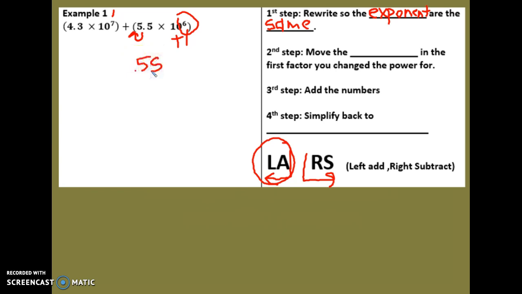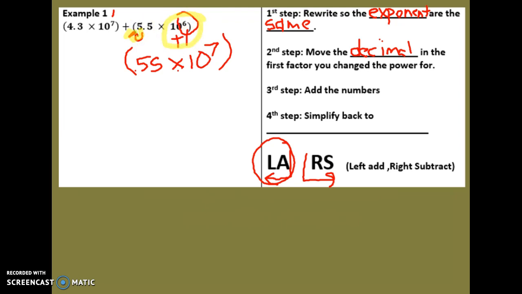So we're taking it out of scientific notation for the time being so that we can add our two numbers together. So we have 55 hundredths times 10 to the 7th power. And again, this is not scientific notation, but it will help us. Once we have both exponents the same, what we did second was we moved the decimal in the first factor that we changed the power for. So because we had to add 1 to our first exponent here, we also had to move our decimal place one spot.